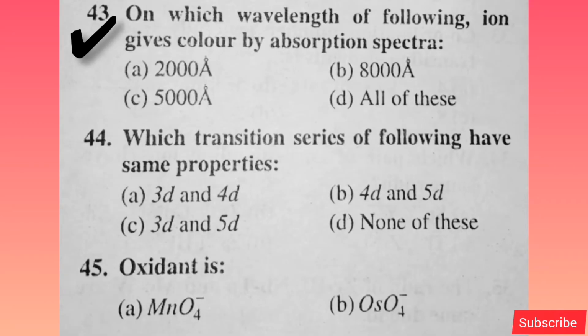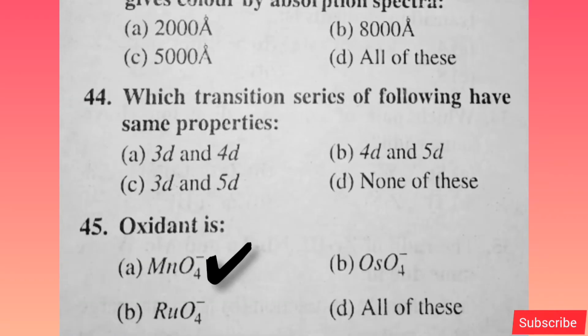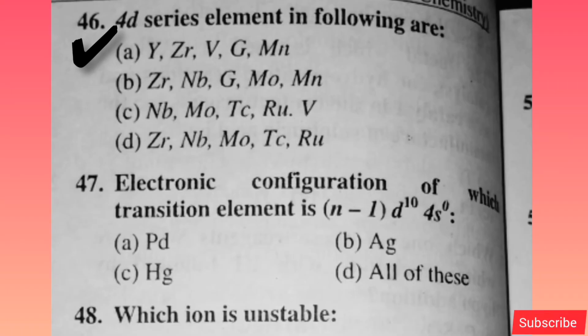On which wavelength of following ion gives color by absorption spectra? Option C is correct. Which transition series of following have same property? Option B is correct. Oxidant is option A. 4d series elements in following are option D.